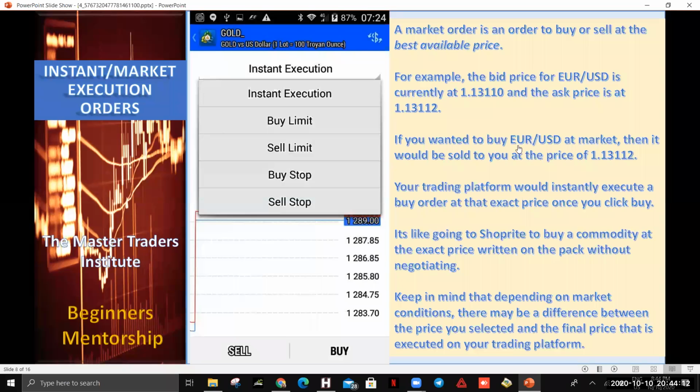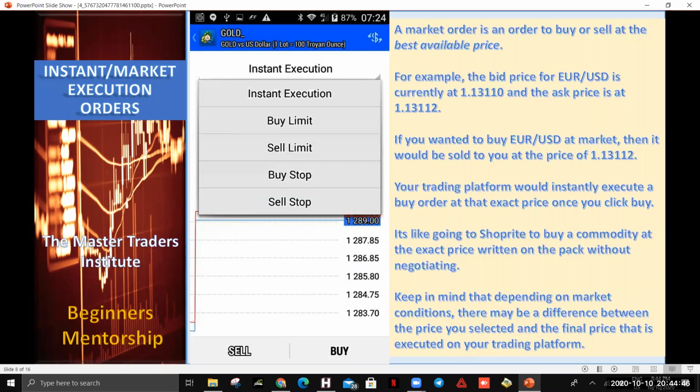1.13112. If you wanted to buy euro USD at market price, then it will be sold to you at this exact price that the market is. That's 1.13112. This is the price where the market is at the particular time you want to buy it. Your trading platform will instantly execute a buy order at the exact price you click. I'm going to show you a live trade so you can understand what I mean. It's like going to ShopRite to buy a commodity at the exact price written on the pack without negotiating.